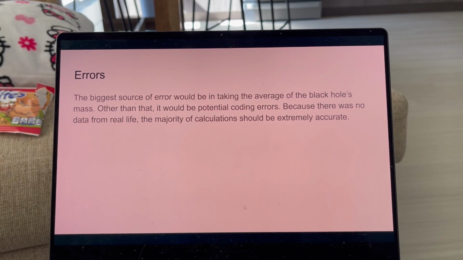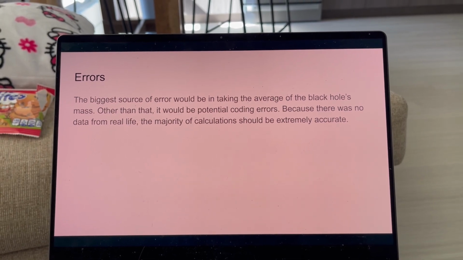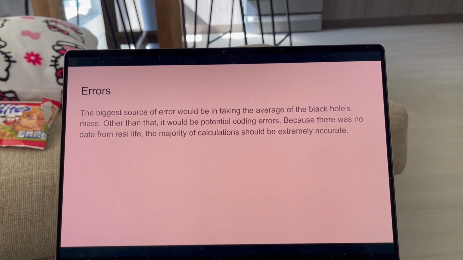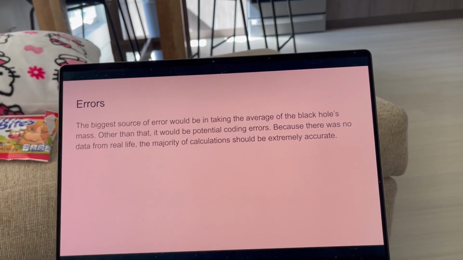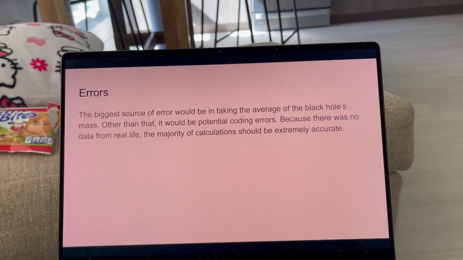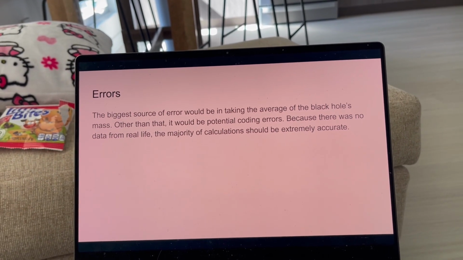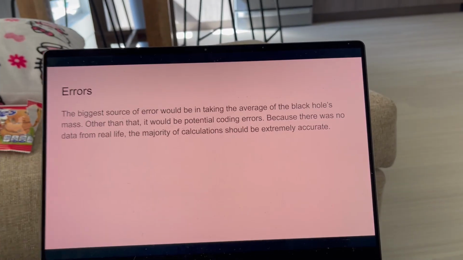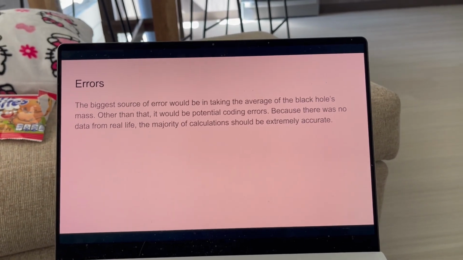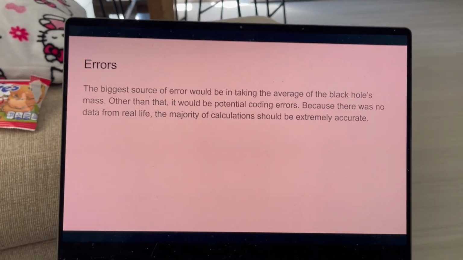Possible errors. Taking the average of the black hole's mass. Coding errors, probably made a bunch of those, but hopefully not too many. And because there is no data from real life, we're just working with theoretical values, so there shouldn't be margins of error other than genuine mistakes.